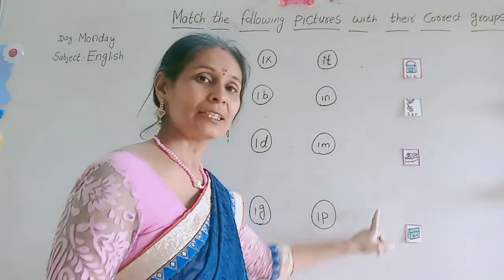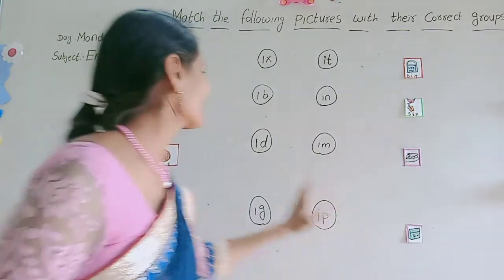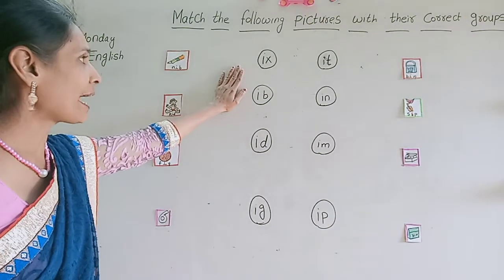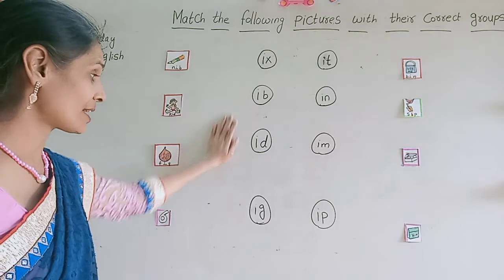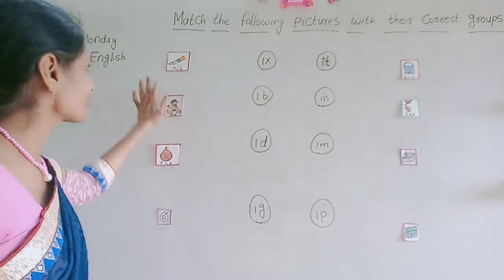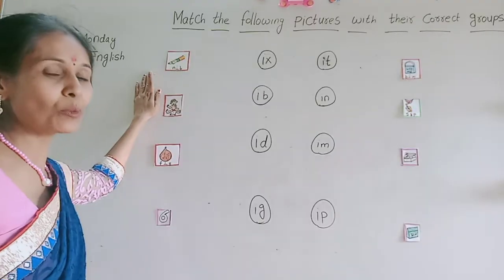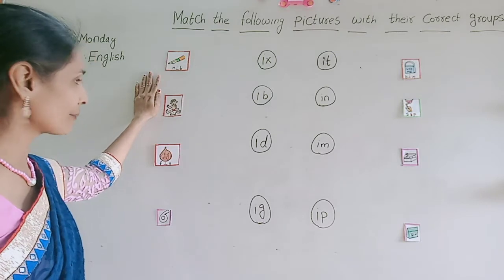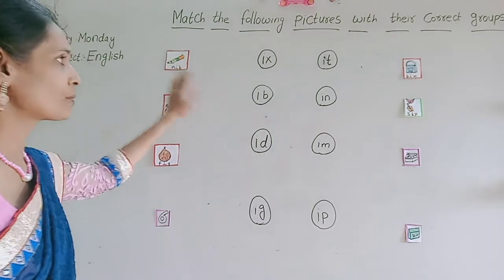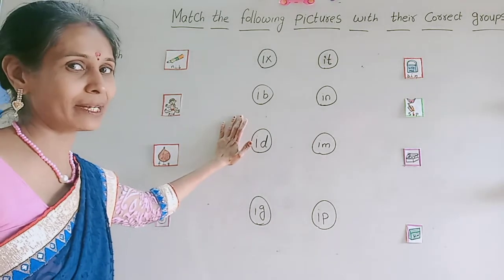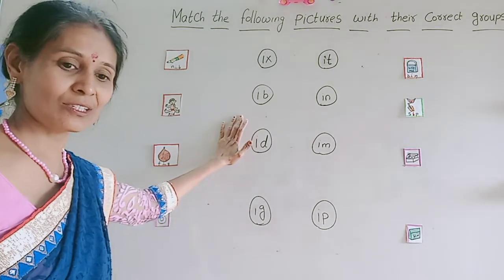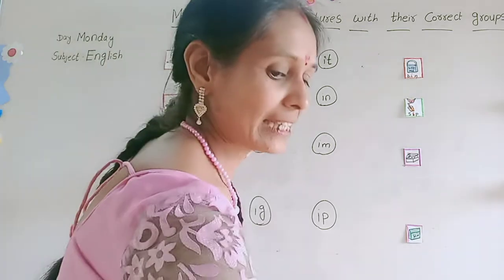Yes, beta. Can you see? Yes. Some I words are here. Some pictures are here, beta. You have to identify the picture and match it with these incomplete words. So let's start.